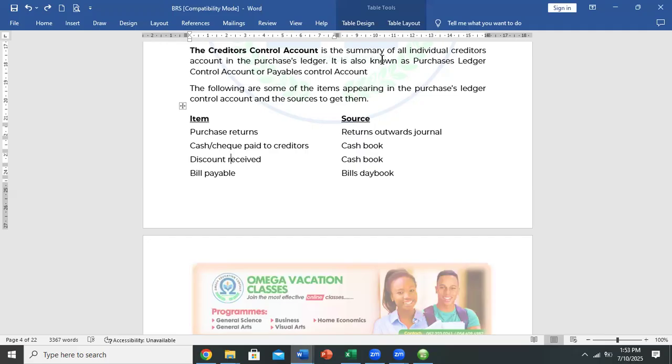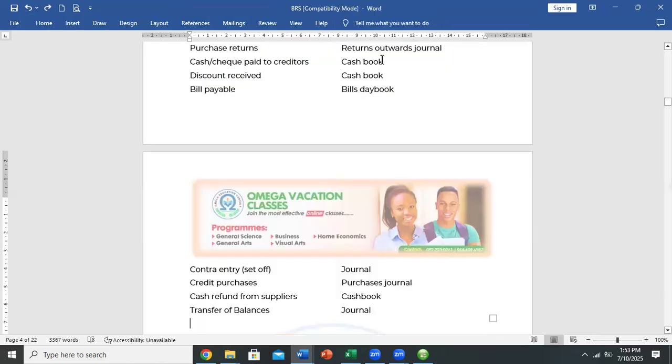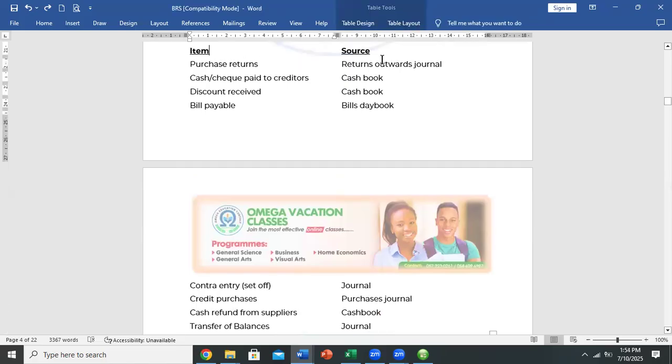Now, with regards to the items that are used in preparing the purchases ledger control account, obviously, if credit sales was used for debtors, then definitely credit purchases would also be in the picture here, right? If we had return inwards for debtors, then for creditors, that will be return outwards. But let's look at the items here. So we have first, which is the purchases returns, also known as return outwards. Right? So we get this information from the return outwards journal.